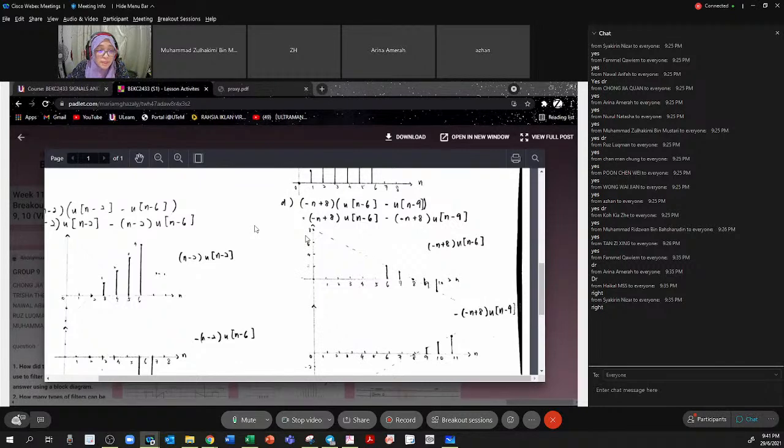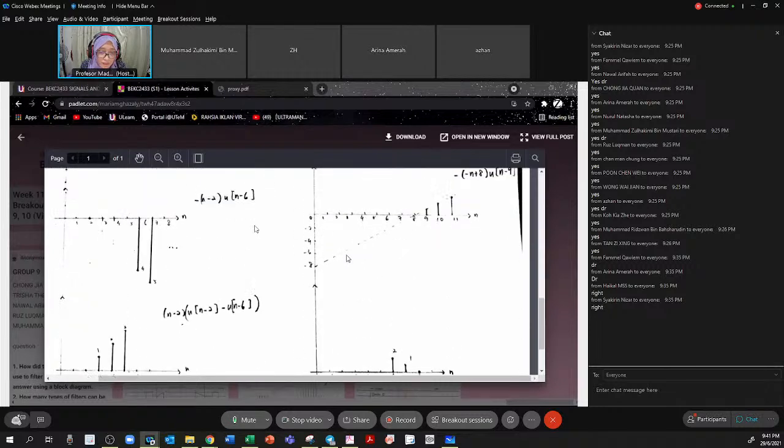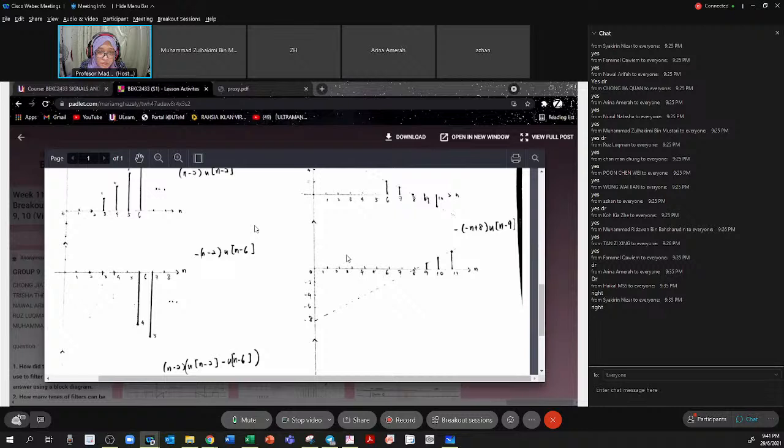Is it correct? Any of the group answer the question? Any of the other group answer the question? I don't think this is correct. Go down. Minus n plus 8. Okay. Because you see, minus n plus 8, how does it look like if you were to draw it out using the concept of time shifting and time reversal?